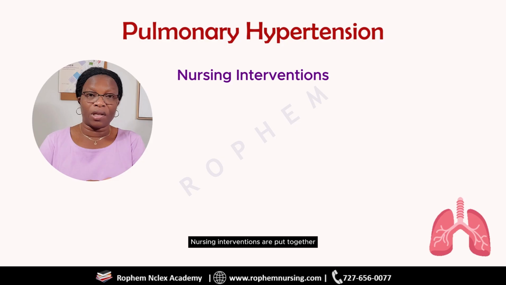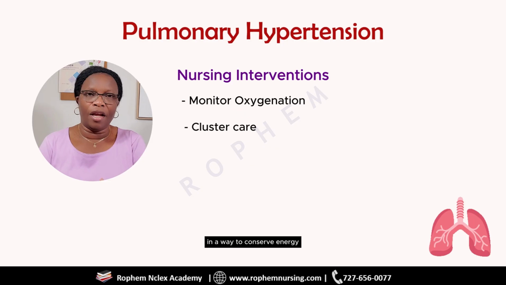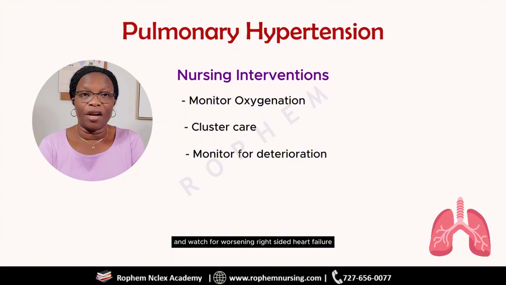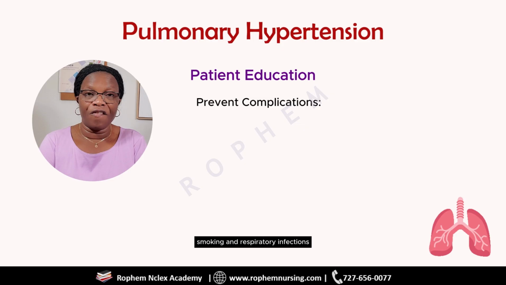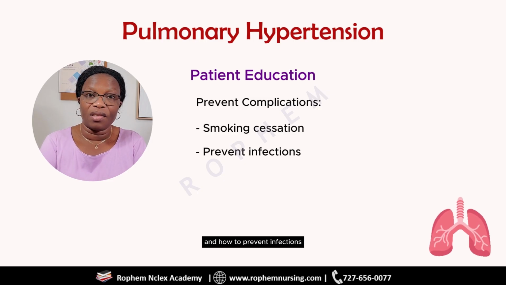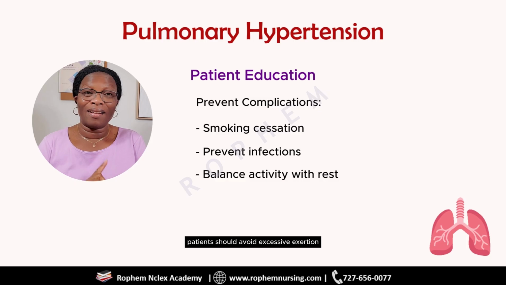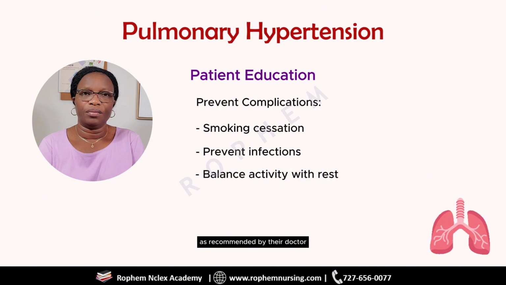Nursing interventions are put together to ensure we meet the goals of care. This patient can develop fatigue easily, so do nursing tasks and ADLs in a way to conserve energy. Monitor oxygen saturation closely and watch for worsening right-sided heart failure. Educate your patients. Smoking and respiratory infections will make pulmonary hypertension worse, so teach them about smoking cessation and how to prevent infections. Patients should avoid excessive exertion and they should receive their vaccines as recommended by their doctor.